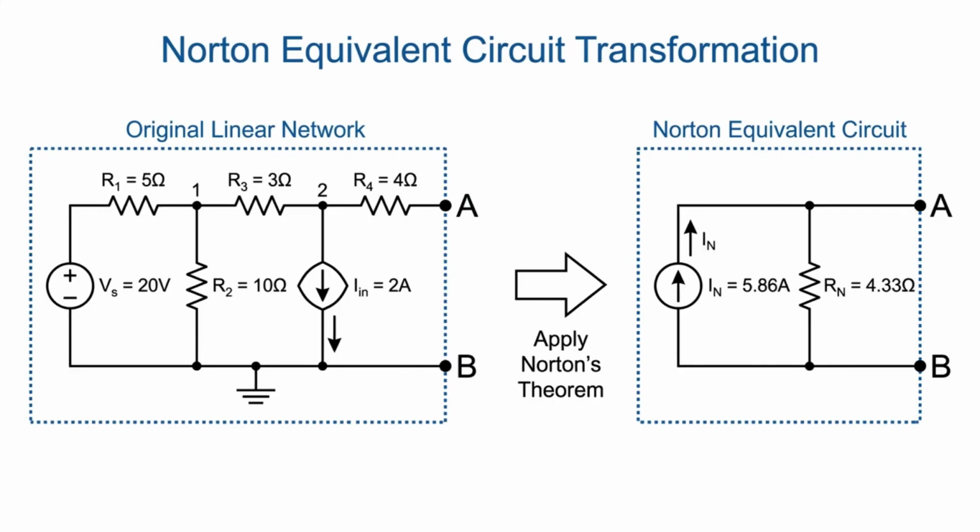Norton Theorem states that any linear two-terminal network can be replaced by an equivalent current source in parallel with a single resistance. From the perspective of any external load connected to those terminals, the electrical behavior remains identical to the original complex circuit. This means voltage-current relationships at the output are preserved even though the internal structure is simplified.